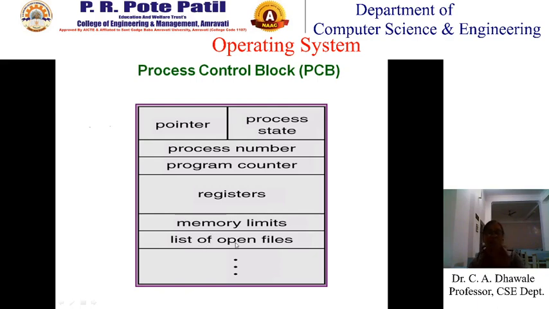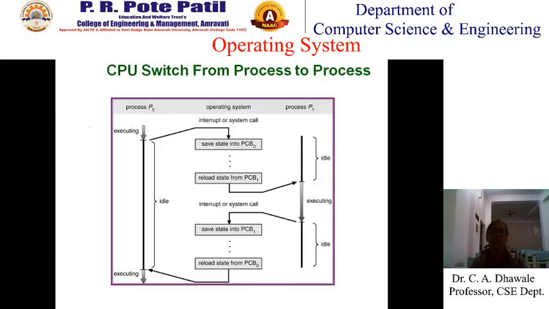This list of open files means how many files the process has opened. And this pointer is a pointer to the PCB of the next process, because there are many processes residing in the main memory. So one PCB should point to the second PCB, third PCB, and so on. So who points this? This is a pointer. Pointer means the address of the next PCB.